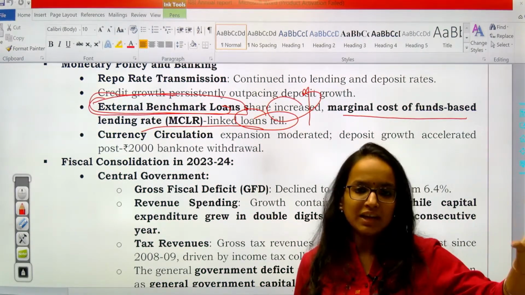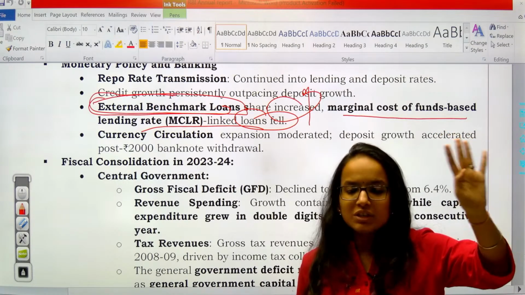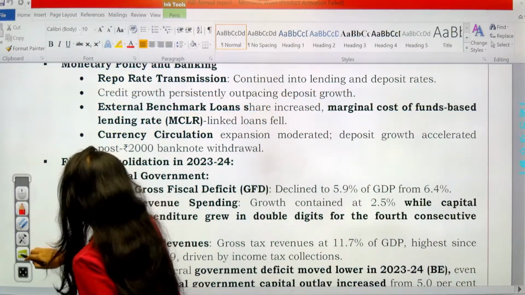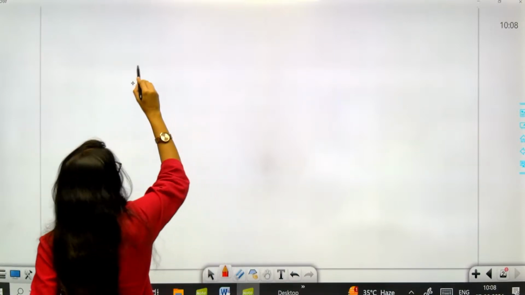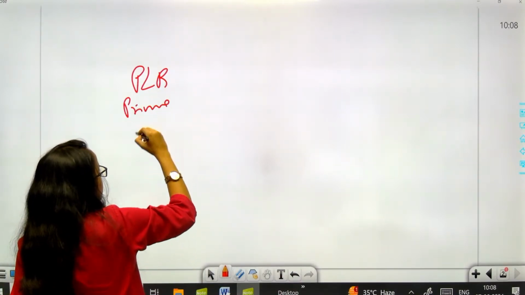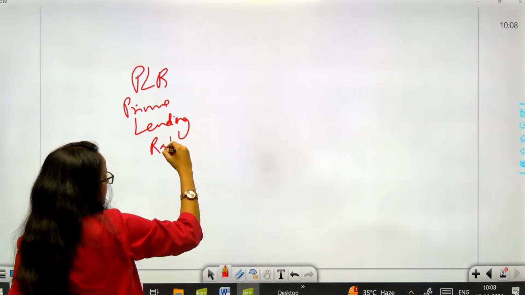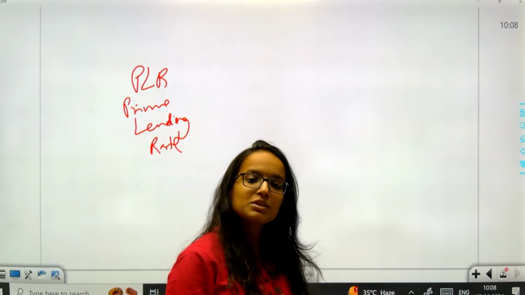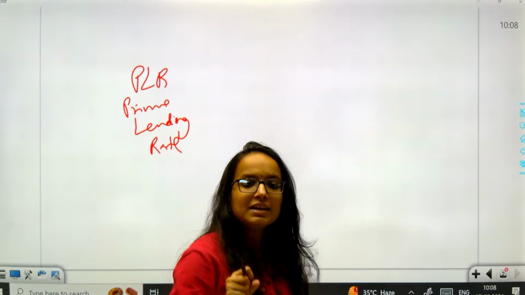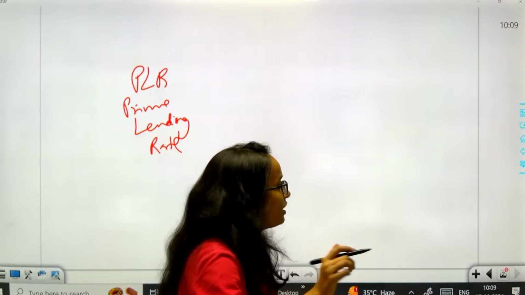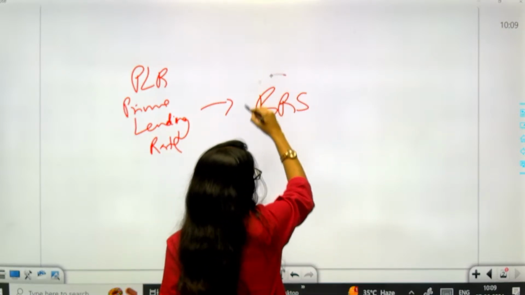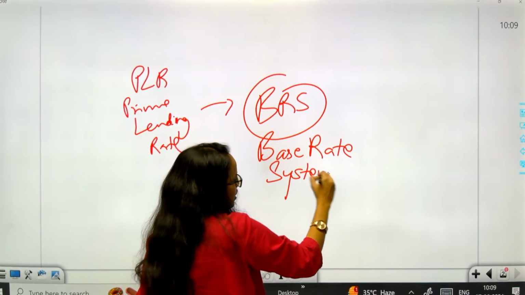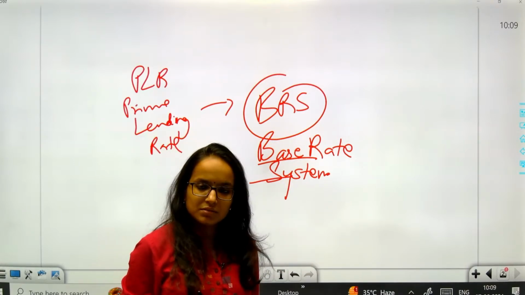So broadly, there have been 4 rates for this purpose, rates which affect the interest rates at which we get loans. The first is the prime lending rate, which was earlier at the very initial level, right? We had the prime lending rate, on the basis of which the commercial banks decided the interest rate they would charge to the customers. Clear? Then it was replaced by the base rate system. You should remember, base rate system.